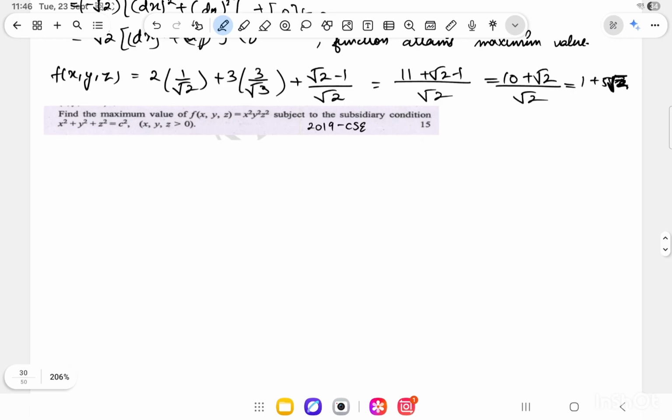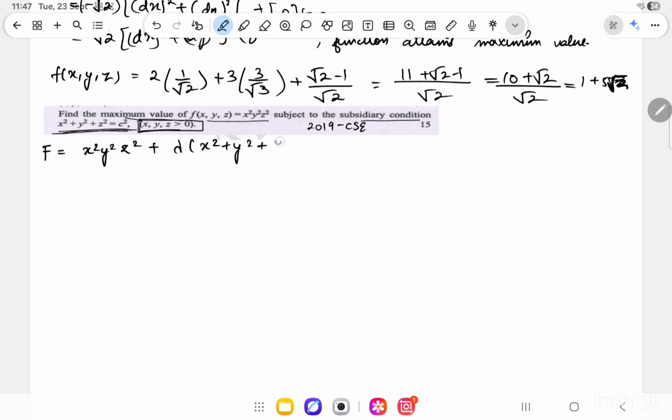The next question says find the maximum value of this function subject to this condition, and here x, y and z are greater than 0. So let's write our function capital F, that will be basically x square y square z square plus lambda times x square plus y square plus z square minus c square. So our function is this, and here lambda is basically the Lagrange multiplier. So let's find out its total derivative.